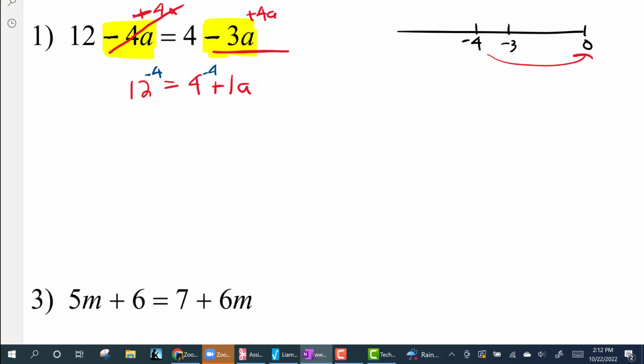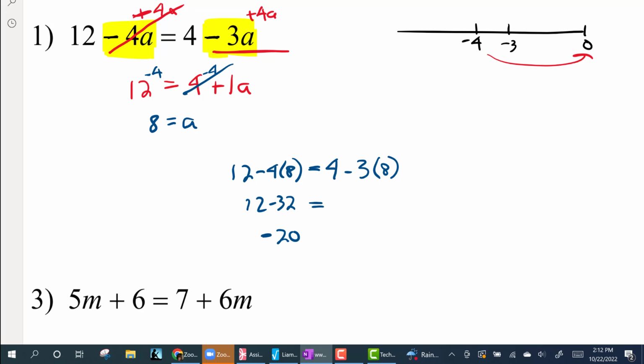All right, 12 subtract 4 is 8. The 4 subtract 4 is 0, and 1a is just a. And then you can check your work. So 12 subtract 4 times 8 is equal to 4 minus 3 times 8. Well, let's see. 4 times 8 is 32. 12 subtract 32 looks like negative 20. 4 subtract 24 also is negative 20. So, the key thing is pay attention to the variables.